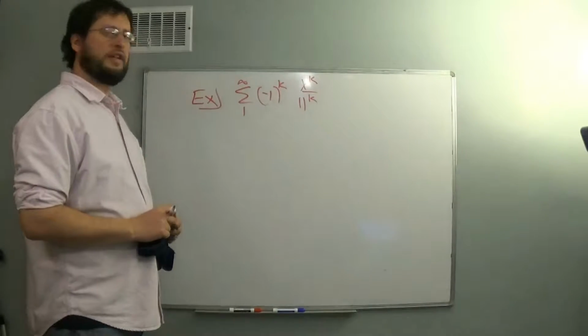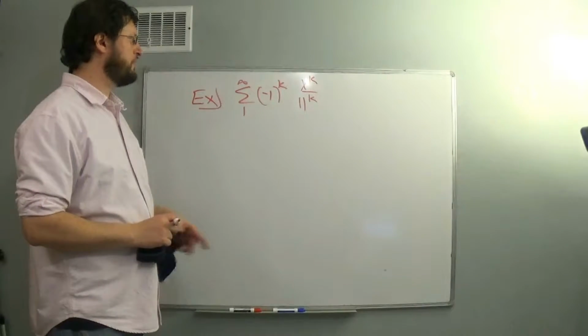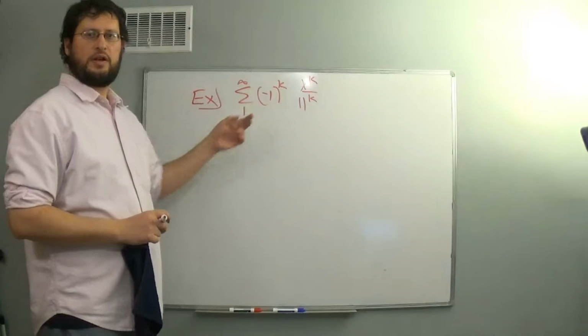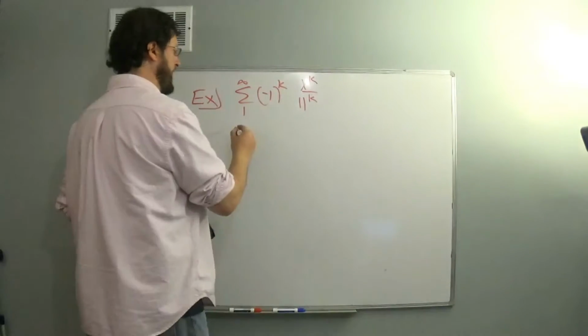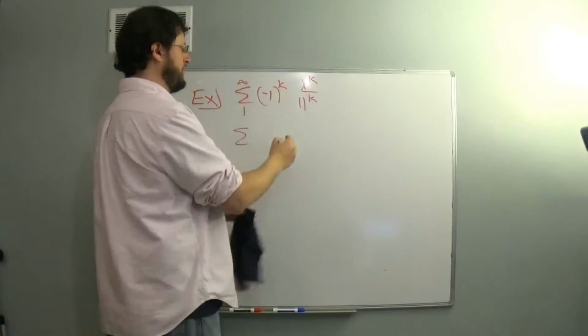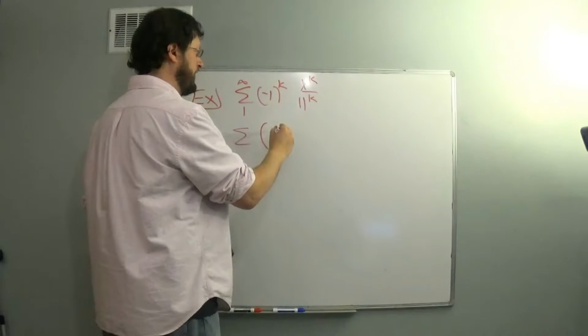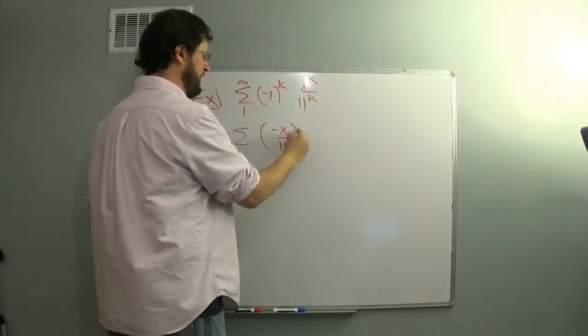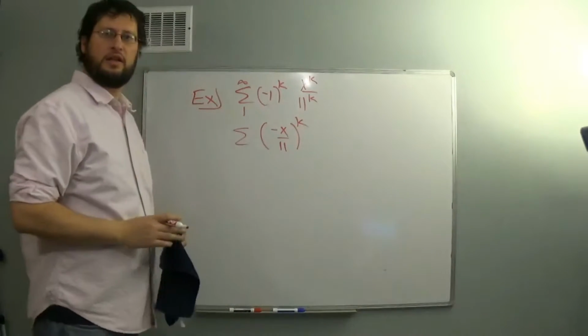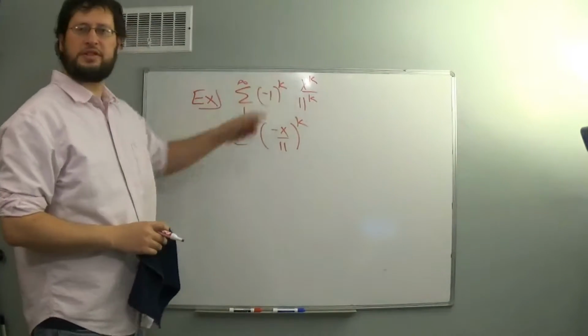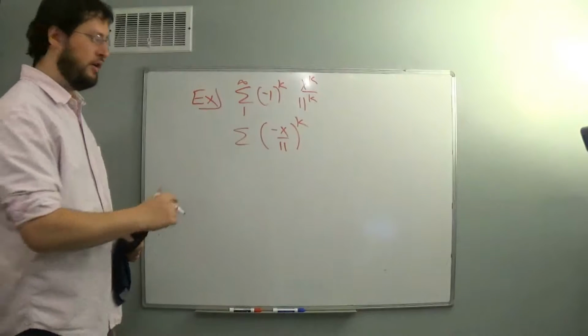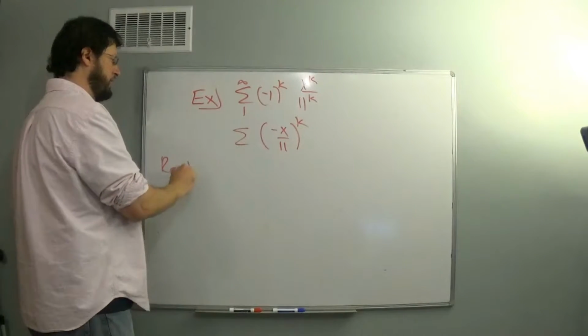Let's find the interval and radius of convergence for the given series. Our first try is to say, can I write that as something raised to the k? Since each of these things are raised to the k separately, yes, I can write that as negative x over 11, all raised to the k. I can distribute that k to each of the pieces and we end up getting this, which means that I can apply the root test.